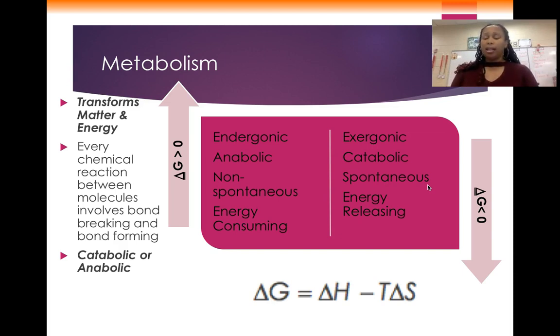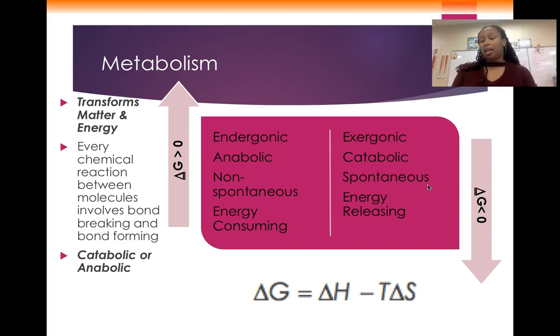So any process that has a positive change in energy, so my reactants, what I start with, has this much energy, and my products have this much energy. How did I get that increase? I had to put energy into that system. And so if I'm putting energy into this system, this is an endergonic or an anabolic reaction. Now, these types of reactions are non-spontaneous. They do not happen spontaneously because they are energy consuming. In this case, we say our change in free energy is positive, or delta G is greater than 0.